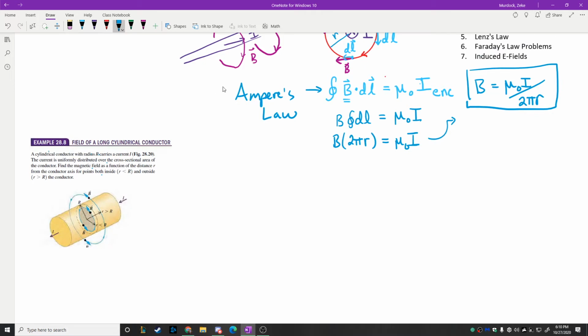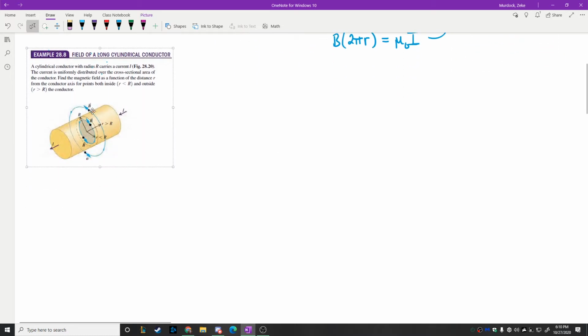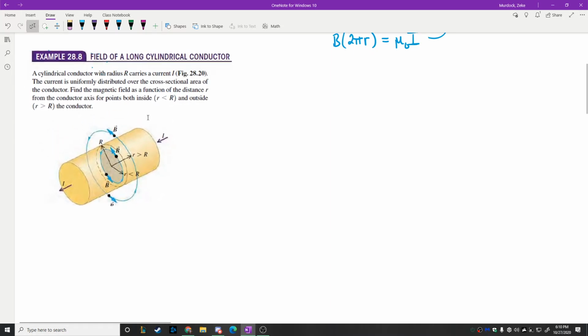So let's see if we can use it to solve this problem here. Why can't I select it? Oh, I know why. I need to be on this one maybe. And I'll scroll down just a little bit. Okay, so in this problem, what we have is a cylindrical conductor. I'll make this bigger. This has to be kind of hard to see. Can you all read the words? Is that large enough?